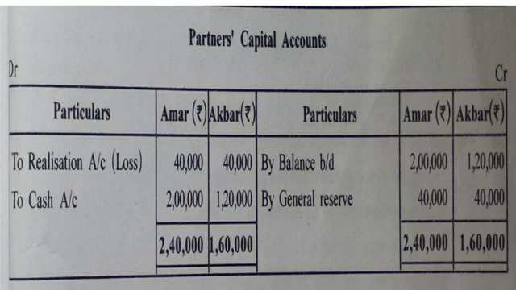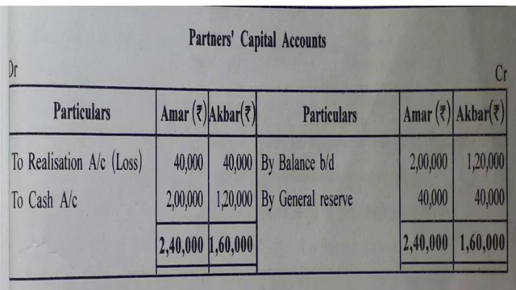Here the firm is closing down. So there does not arise any sort of question of carrying the balance forward. The amount is to be paid to the partners in cash. So 2 lakh and 1,20,000, the balancing figure is to be given in cash.